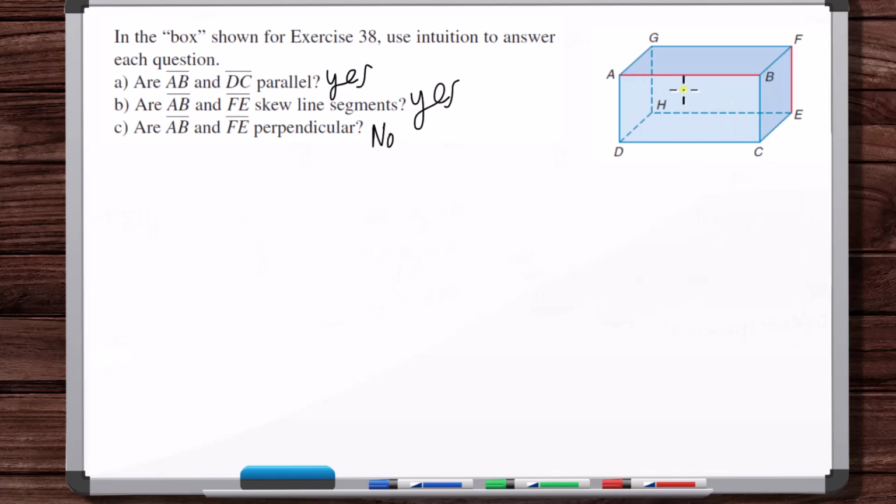Okay, and why is that? Because if something is perpendicular, then there's going to be a 90-degree angle created. Well, there's not going to be any 90-degree angle created between these two lines, AB and FE, 100%. I know that because by the definition of an angle, you have to have a vertex. Where's the vertex going to be? They don't intersect. So for two lines to be perpendicular, they have to intersect. And those lines don't intersect, so no.